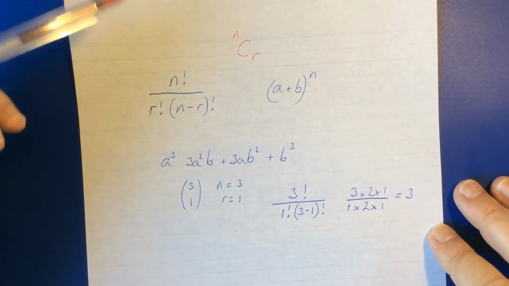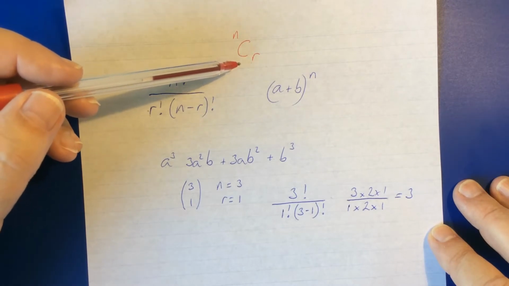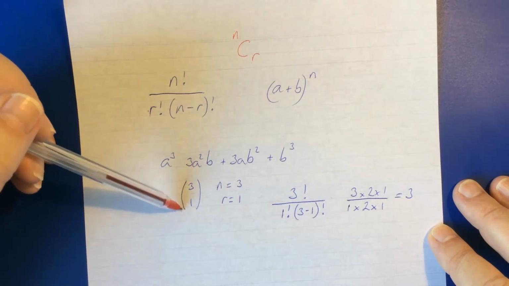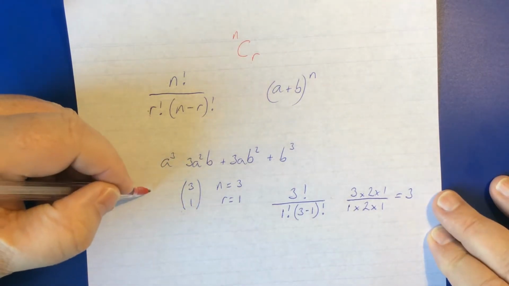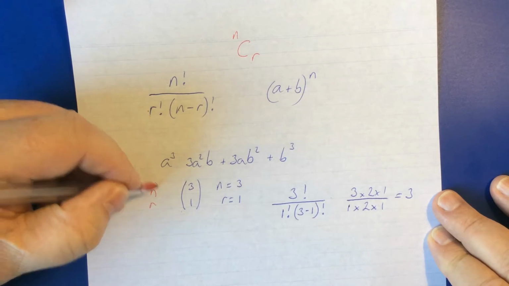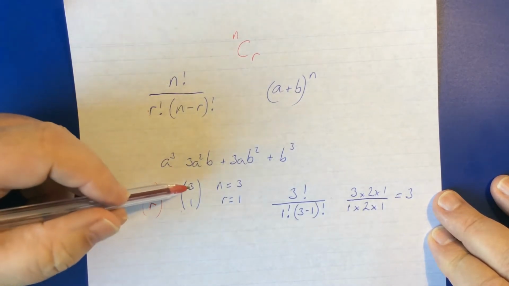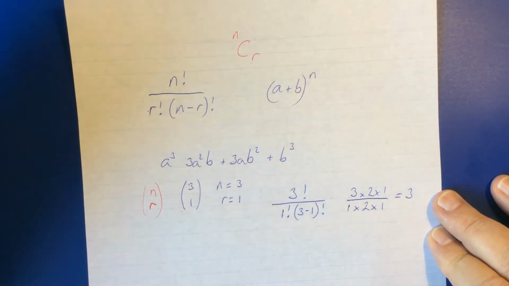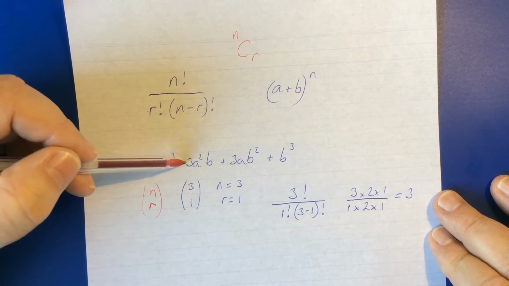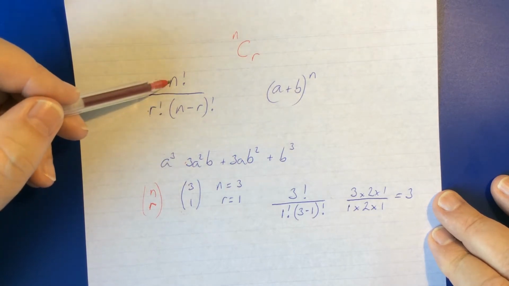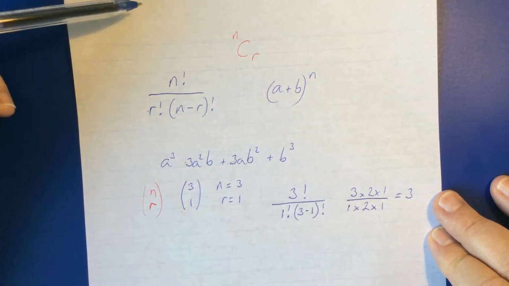So another way of writing this is you'll sometimes see it set out in tall brackets like this, with n over r, like that. That is an r, badly written. N choose r, 3 choose 1. Okay, so what we're going to do is we're going to work out this coefficient using this model, and you'll see why Pascal's triangle looks such a breeze by comparison.